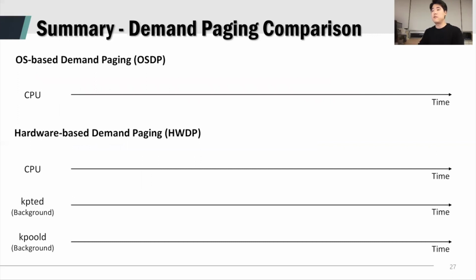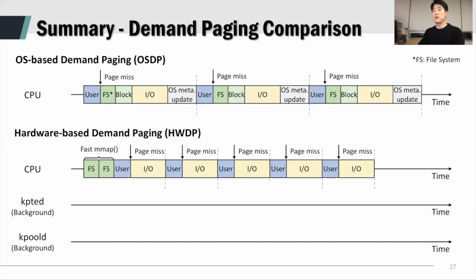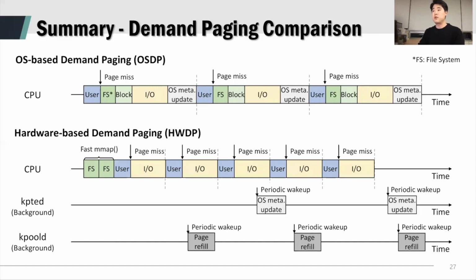Let me summarize the conventional OS-based demand paging and our hardware-based demand paging. In OSDP, file system, block IO stack, and OS metadata operations are on the critical path at every page miss event. In HWDP, however, all system operations are batched at the beginning. Block IO stack operations are replaced by SMU. OS metadata operations are detached from the critical path and handled in the background. As a result, the page mishandling latency is greatly reduced and no page fault exception occurs in the critical path.